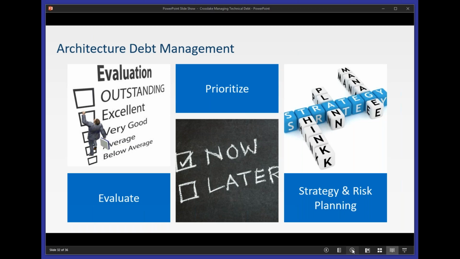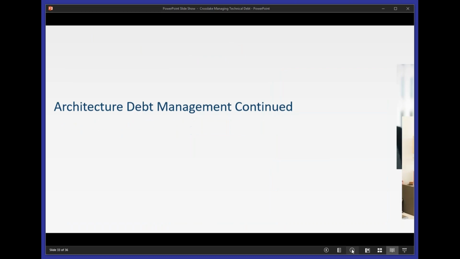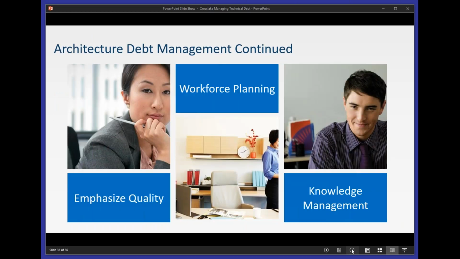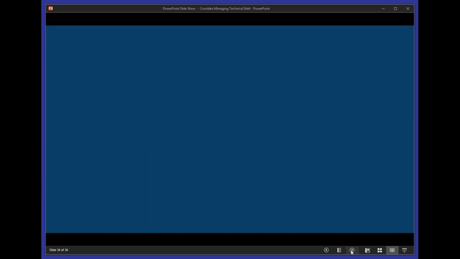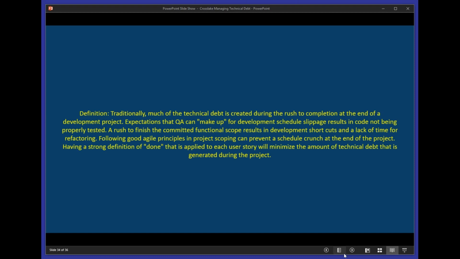But architecture really needs to have some accountability, because they're the ones that have a broader view of some of the sort of unmanaged technical debt that may be incurring. Again, emphasize quality, workforce planning, and knowledge management. These are just three other areas that often have to be considered. Debt prevention is the final element that we often consider.